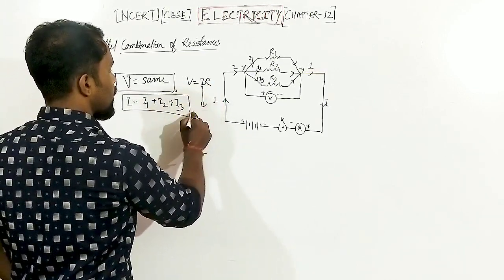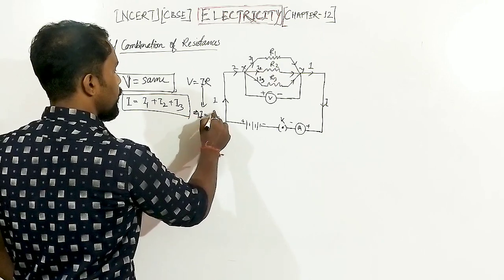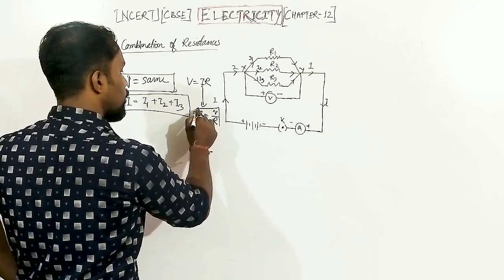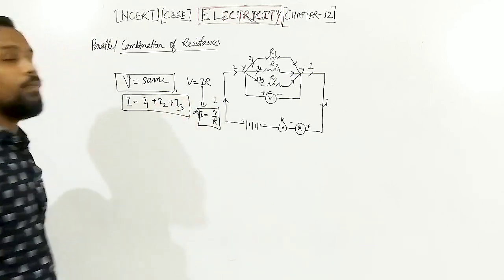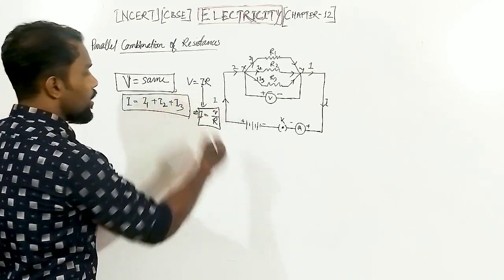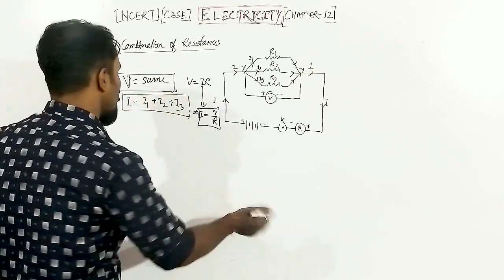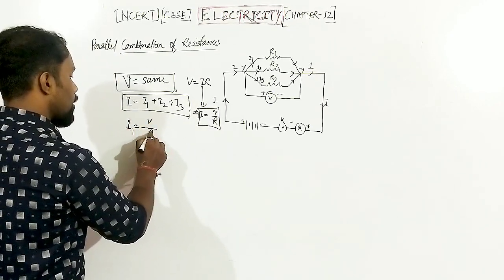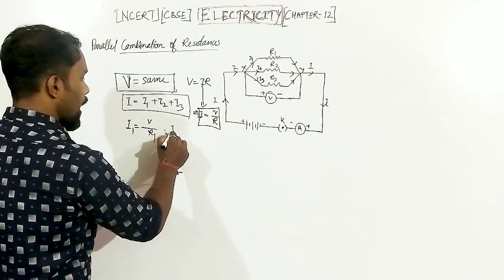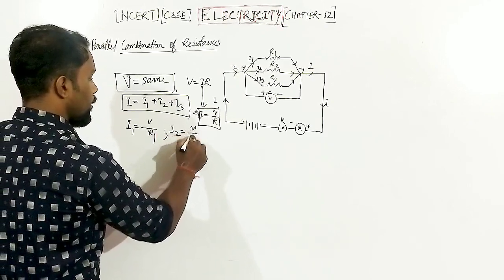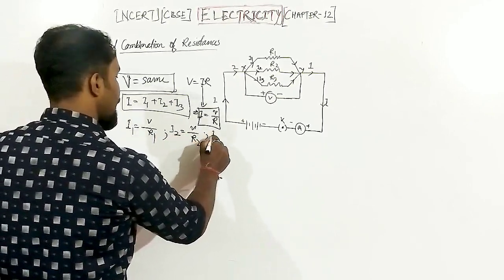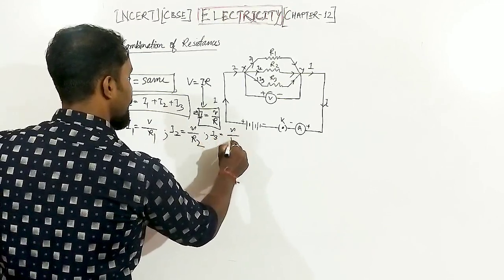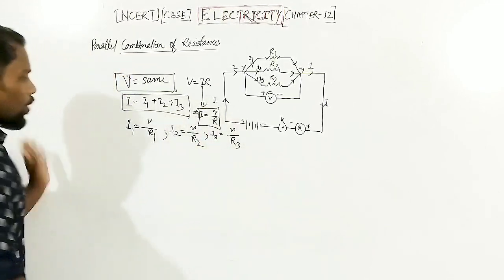But from this, what can you write? I equal to V by R. So we will now use that relation, I equal to V by R. Here, what is constant? V is constant. R is different, I is different. So we can write I1 equal to V by R1, I2 equal to V by R2, and I3 equal to V by R3. Quite simple.